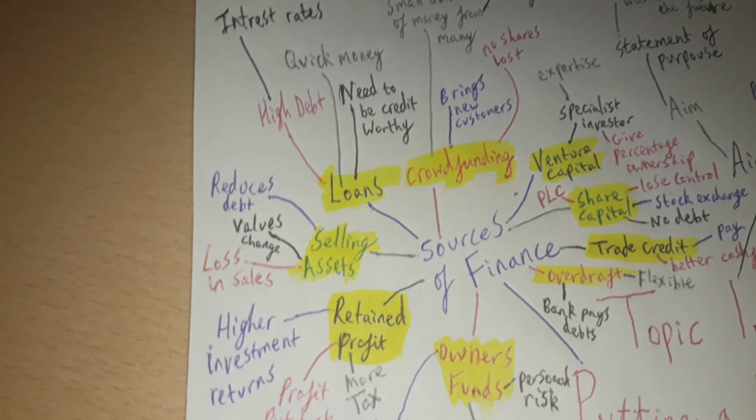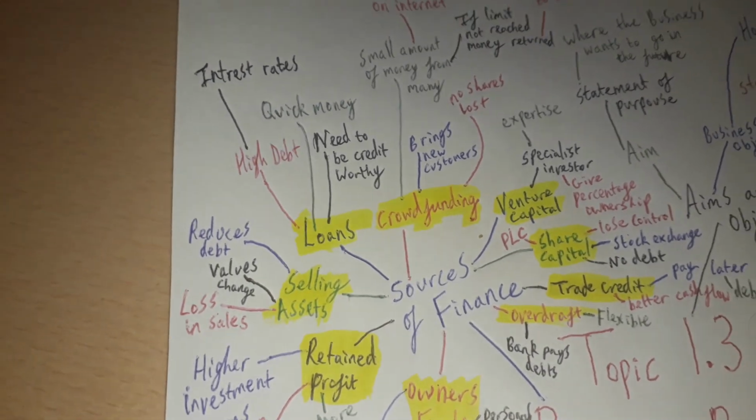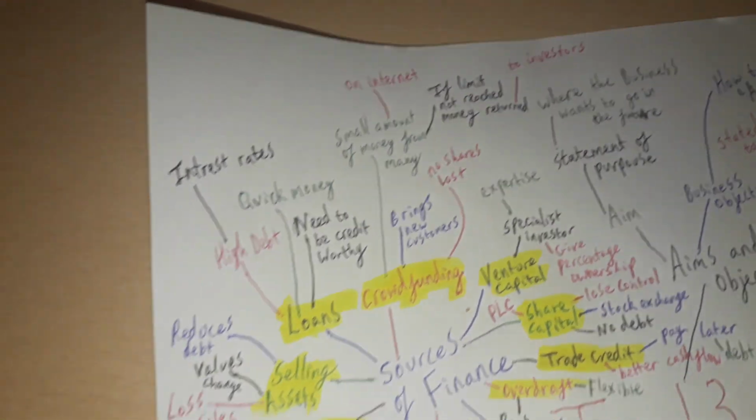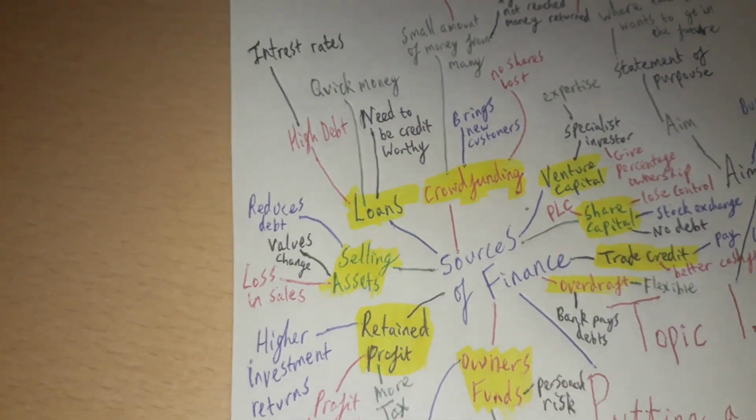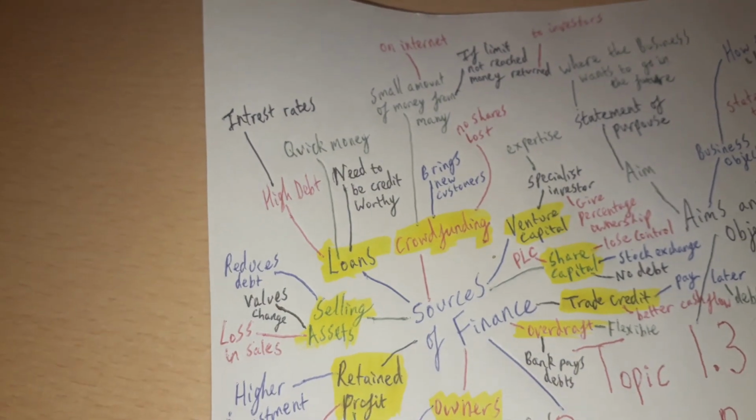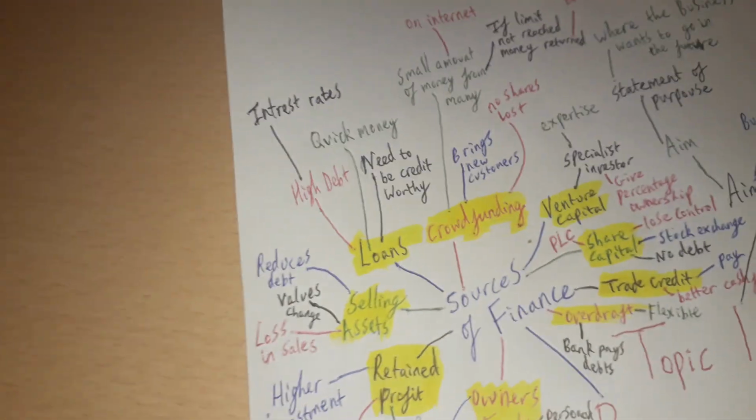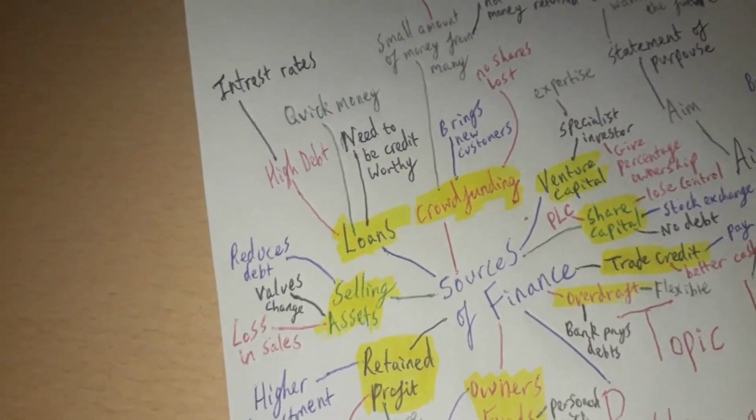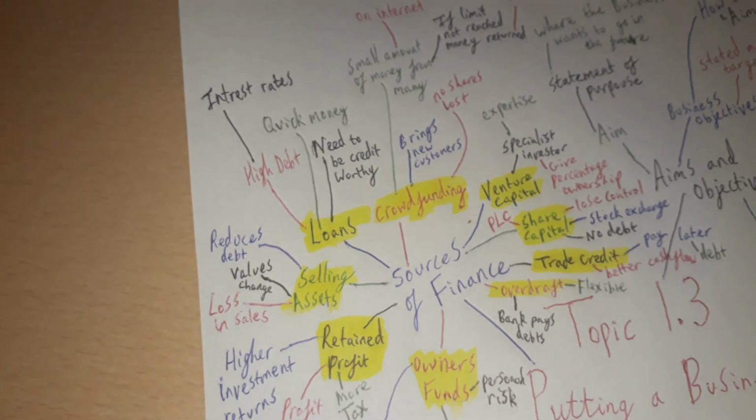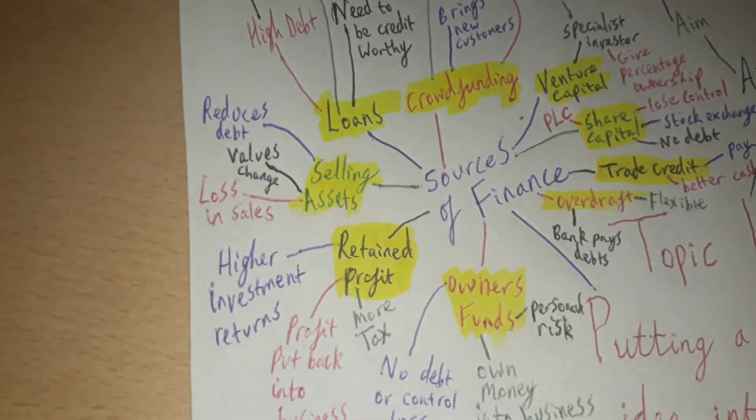Another way of finding finance is selling assets. You can sell things that the company's using to try and make more money. However, this could lead to a loss in sales, because if you're getting rid of a piece of machinery that was originally used to make products, then you're losing sales because you're losing a certain amount of production and you can't make as many things.